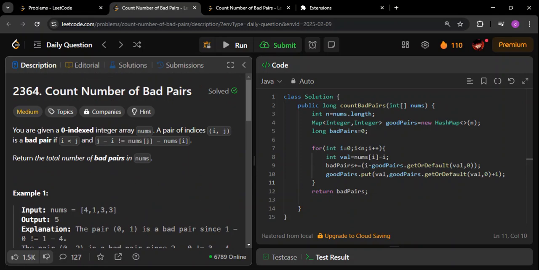I did not try that. I directly tried this particular approach, but you will have to check whether they accept O(N square) or not. According to me, they will not accept it, because there is a huge difference between O(N square) and O(N). Since O(N) is possible, they will not accept an O(N square) solution.